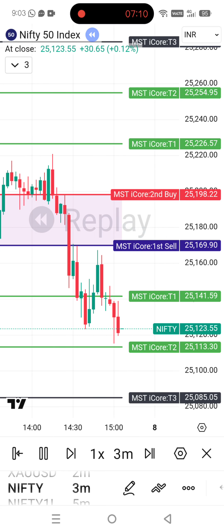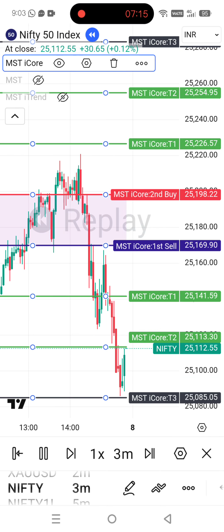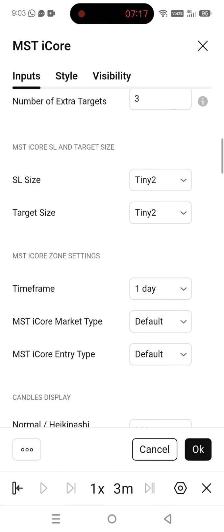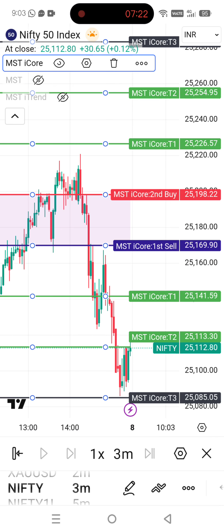After 1 o'clock, what can you do? After 1 o'clock, you can change the settings to noon market. Go to the settings, in the market type and give noon market.